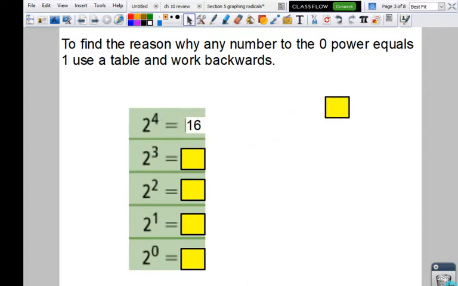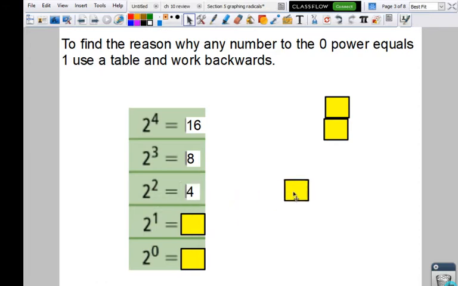If I plug that into Desmos, if I go 2 to the 4, I get 16. And I'm going to count down on my exponents. So 2 to the 4 is 16. 2 to the 3 is 8.